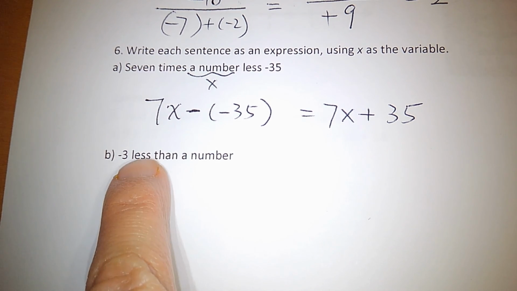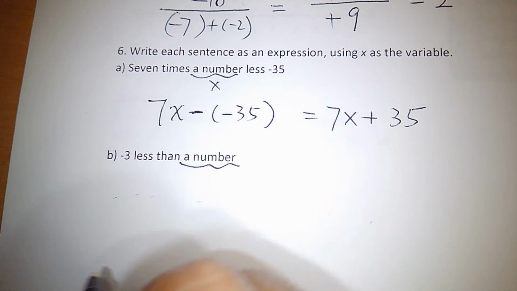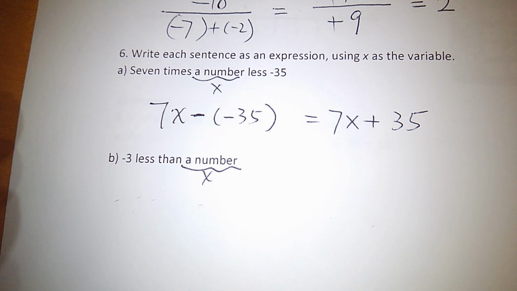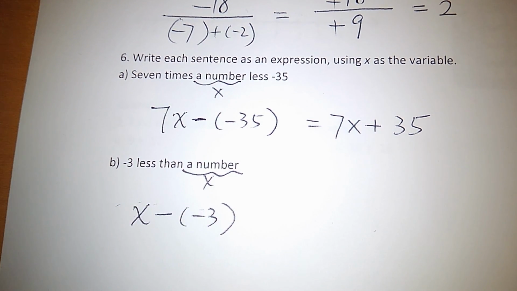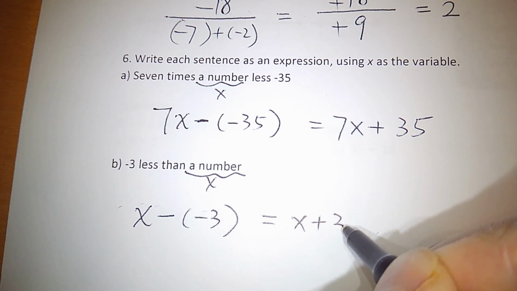What is negative 3 less than a number? This number is x, right? Negative 3 less than something. Remember, 2 less than something, something minus 2, right? Negative 3 less than something should be the something minus what? Negative 3. And it gave us what? X plus 3.